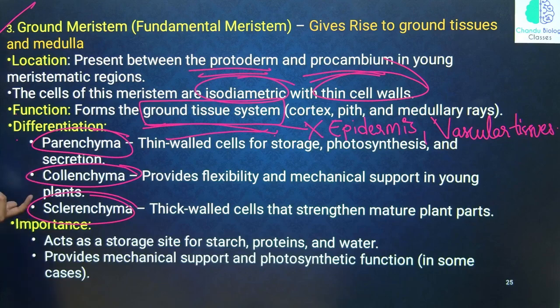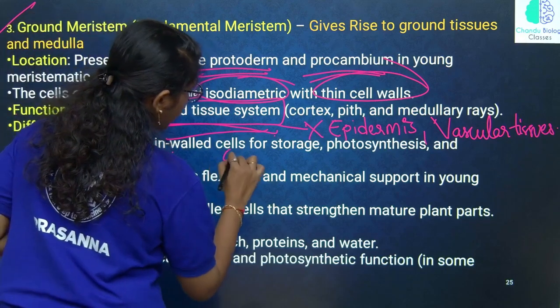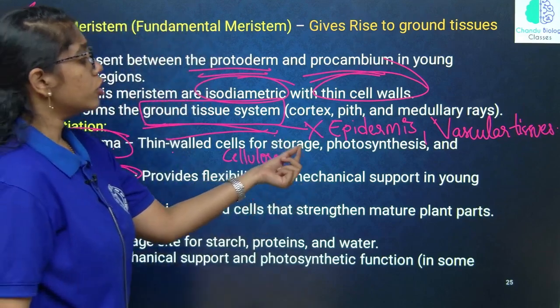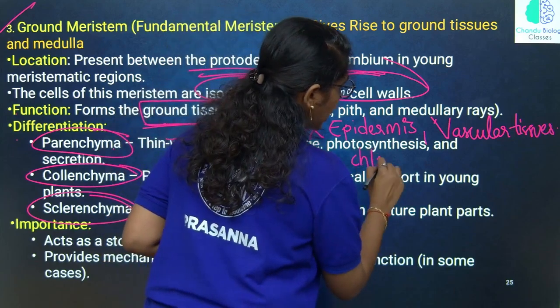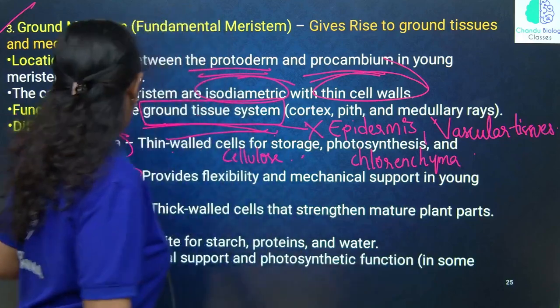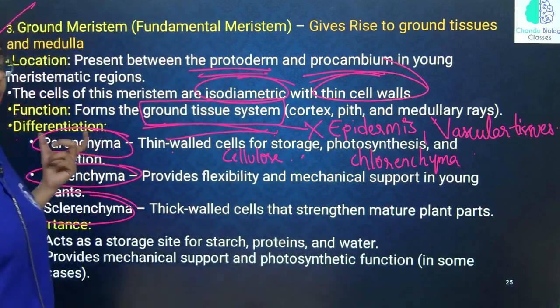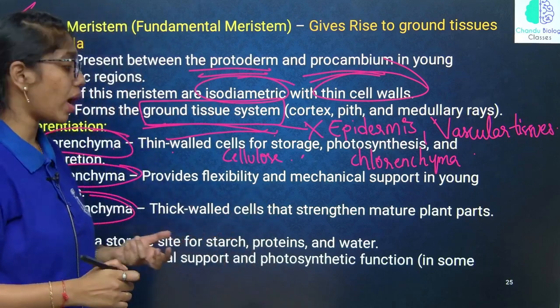Parenchyma, of course, we have discussed, right? Most of the plant body is composed of which type of permanent tissue? That is parenchyma. They are thin walled. The cell wall of parenchyma is made up of cellulose and they perform functions like storage. If they have chloroplast, they perform photosynthesis. Then they are called chlorenchyma. And secretion. In aquatic plants, the parenchymatous cells have air sacs in them which perform the function of buoyancy.